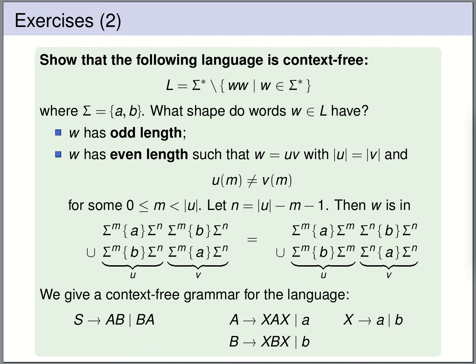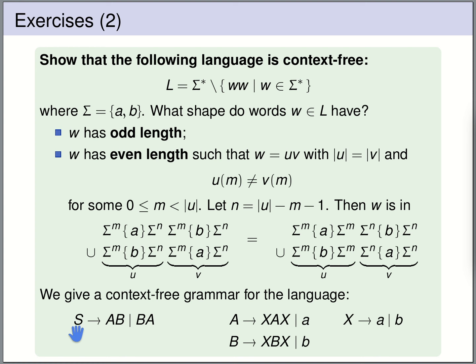So this is actually sufficient. This is a grammar that covers all the cases of words of even length, such that the word is not a square, not of the form WW. Now, we are still missing out on the words of odd length. So how do we make sure that S also generates all the words of odd length?